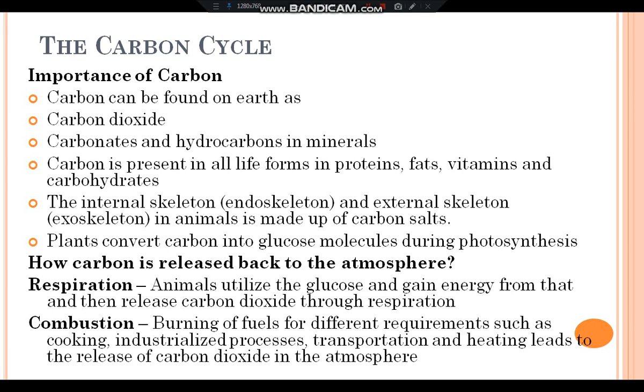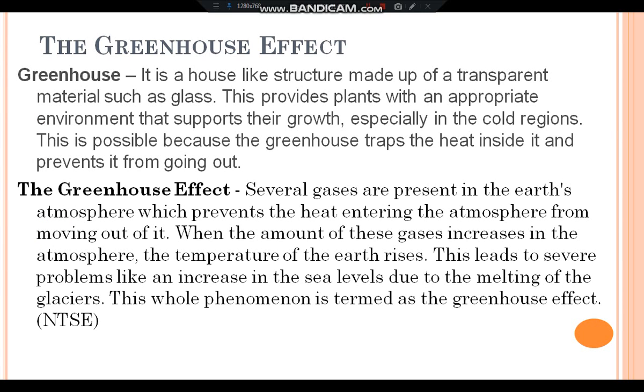dioxide into the atmosphere. The second process by which carbon is released back to the atmosphere is combustion. Burning of fuels for different requirements such as cooking, industrial processes, transportation and heating leads to the release of carbon dioxide in the atmosphere. Let us discuss in detail the greenhouse effect.